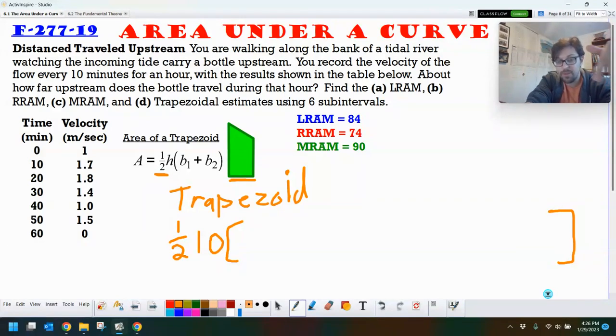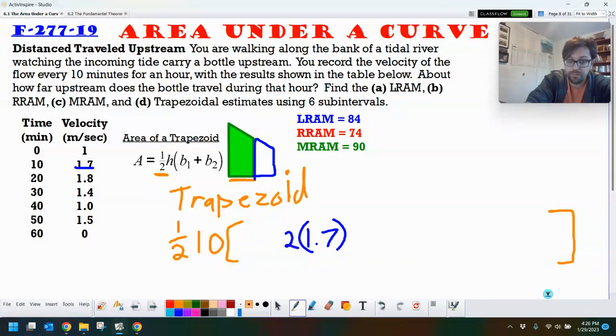Now, the way these trapezoids work off of each other, say this green one was my first one, the next one would be right next to it. So I use this line right here twice, once for the green one and once for the blue one. So when we get to this 1.7, that 1.7 can get multiplied by 2. And when we get to the next one, this one right here, that edge is going to be used by the blue trapezoid as well as the red trapezoid. So the 1.8 gets multiplied by 2. And then we're just going to add these things together.